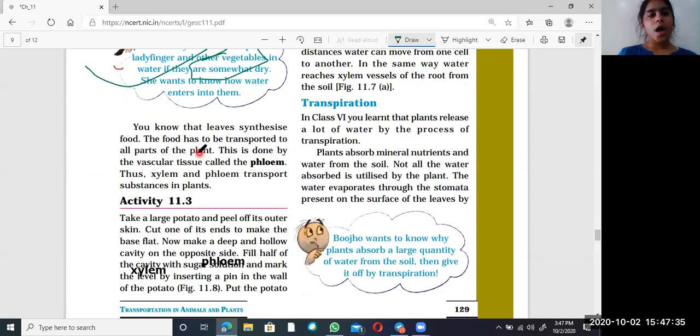Yeah, you know that the leaves prepare food, right, by the process of photosynthesis. Now the food has to be transported into all the parts of the plant. This is done by the tissue of phloem. So basically जो phloem tissue है वो food transfer करता है एक plant के part से to दूसरा. Where is this food prepared? In the leaves.